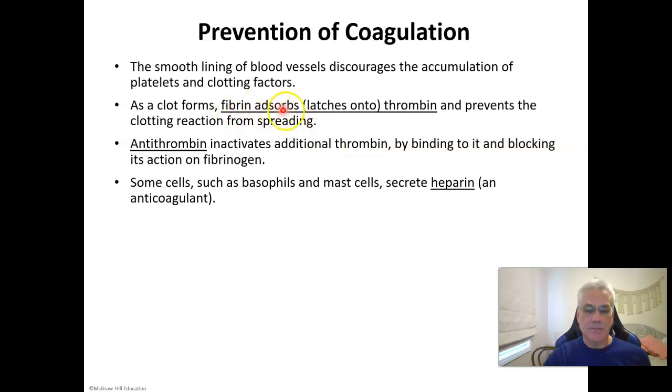Generally speaking, fibrin adsorbs to the thrombin, and that prevents the clot from spreading. Usually they stay put. It's occasional that they do break loose, let go, and become an embolus. That's dangerous.